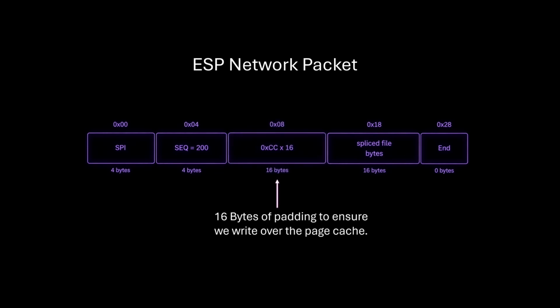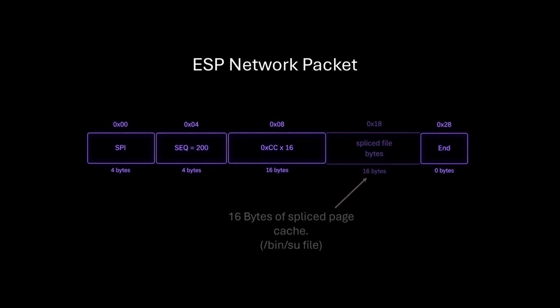The 0xCC bytes are padding. The ESP is using AES-CBC, so the ciphertext needs 16-byte block alignment. These bytes shape the packet. The decrypted value does not matter. The final 16 bytes are the important part. They come from splice, so they are not copied packet memory. They are an SKB fragment that still points back into the target file's page cache.